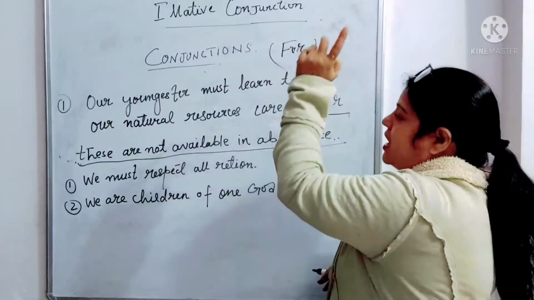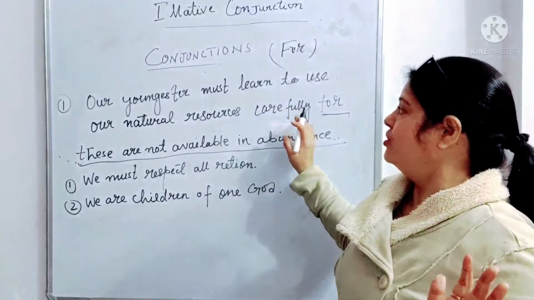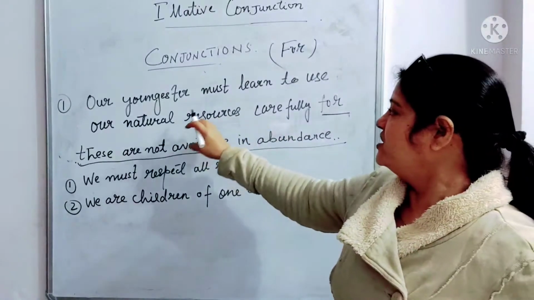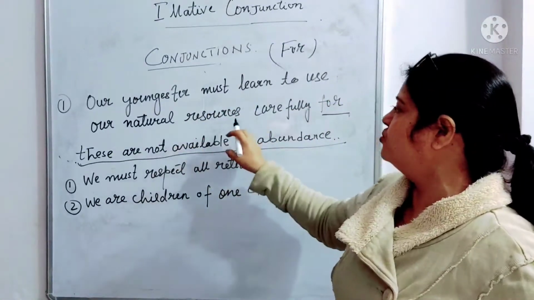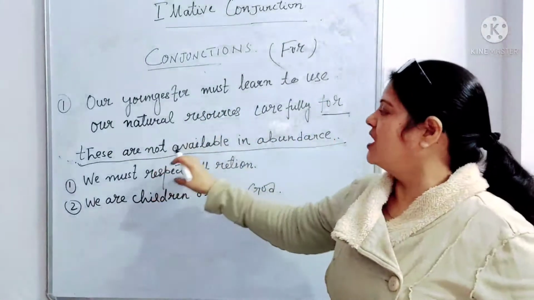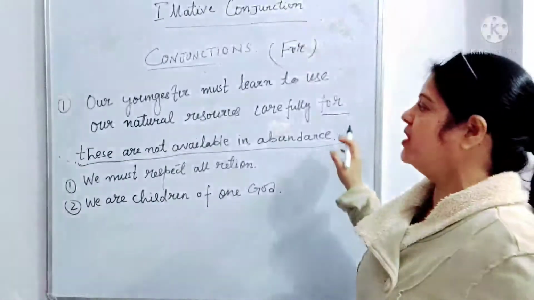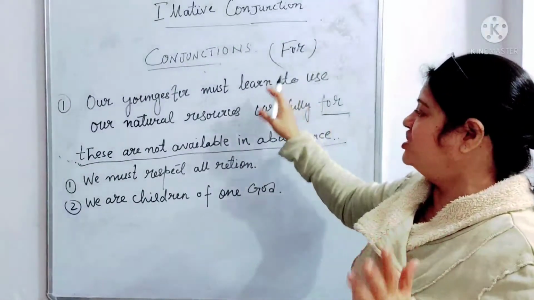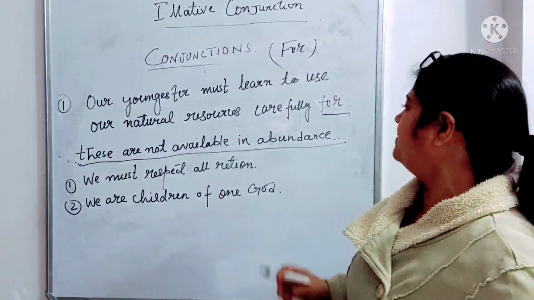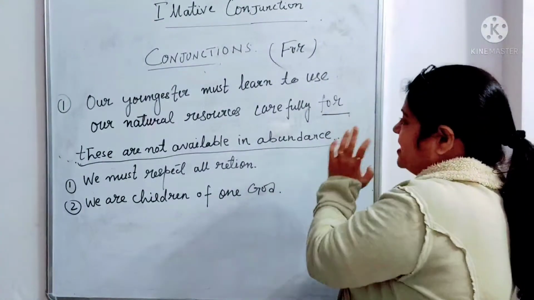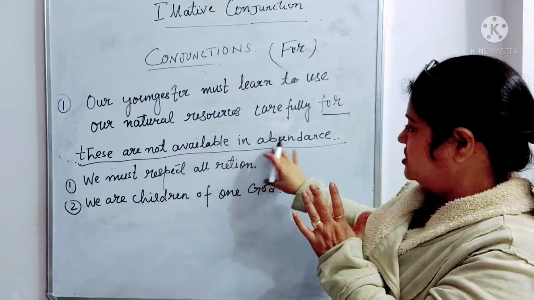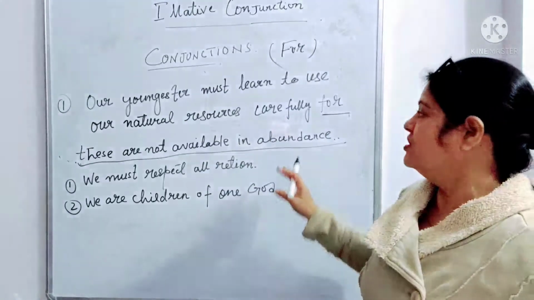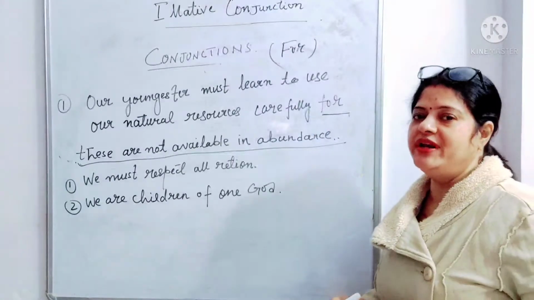This is the reason. Our youngsters should be careful to use the natural resources. So our youngster must learn to use our natural resources carefully, for these are not available in abundance. Now it has become a compound sentence with two principal clauses, and in each clause we have a subject and a verb. Since we have added the conjunction for before the second clause, this whole part will be called the coordinating clause.